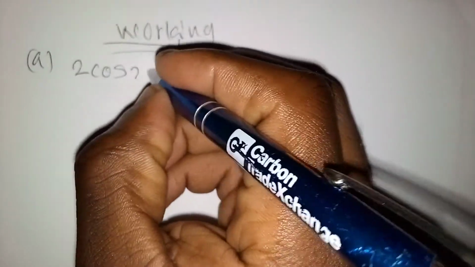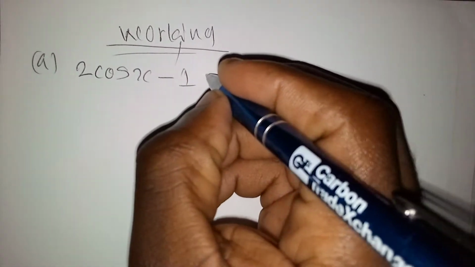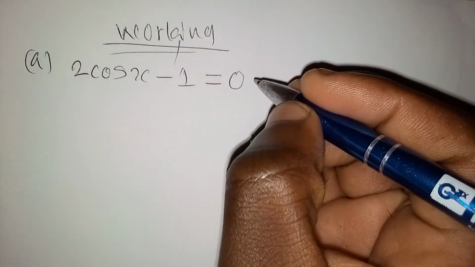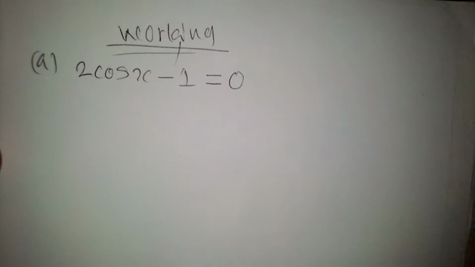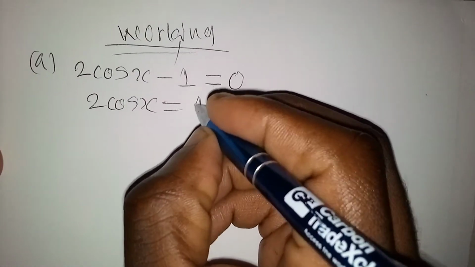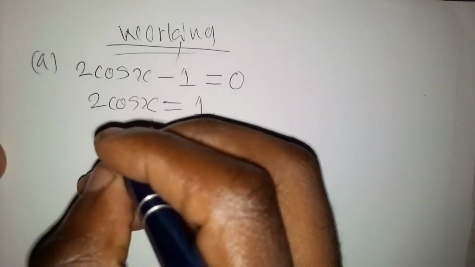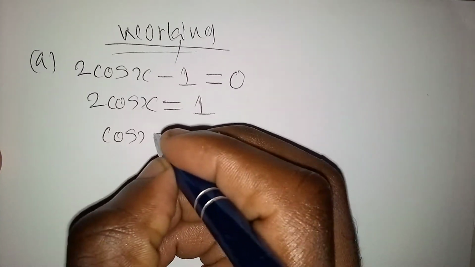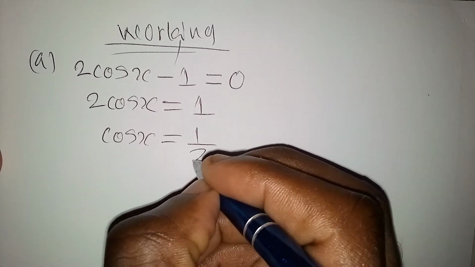the first equation here, we have 2 cos x minus 1 is equal to 0. To solve this equation, we make cos x the subject. So we have 2 cos x. By adding 1 to both sides, we have 2 cos x equal to 1. So this will give us cos x equal to 1 over 2.